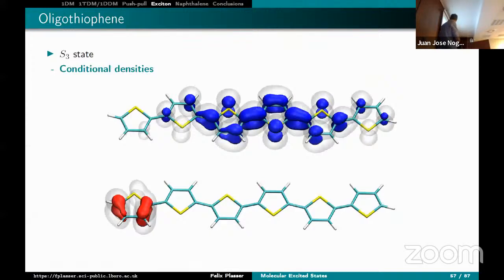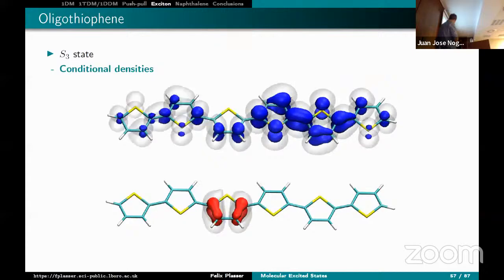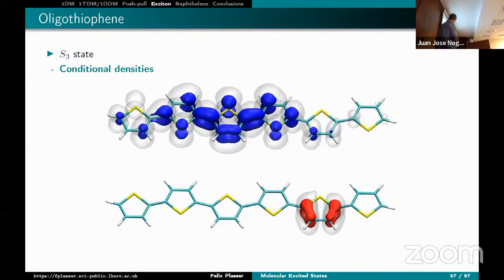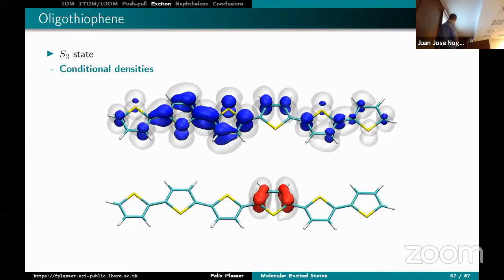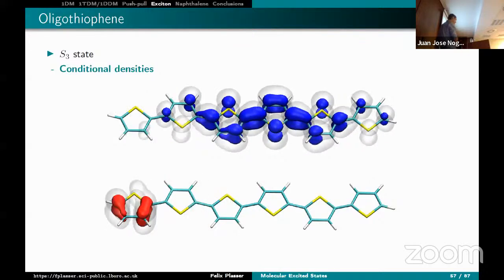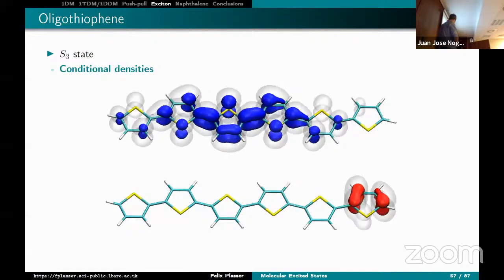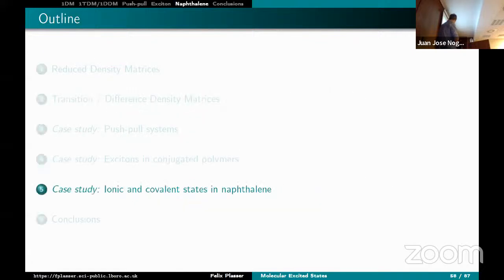So now, if the hole is here, then the electron wants to be on the other side, and if we move the hole through the system, then you see how the electron tries to avoid the hole as it moves along. Which is how we can understand these correlated wavefunctions in larger molecules. Yeah, I think I'll skip this case study and go to the conclusions.